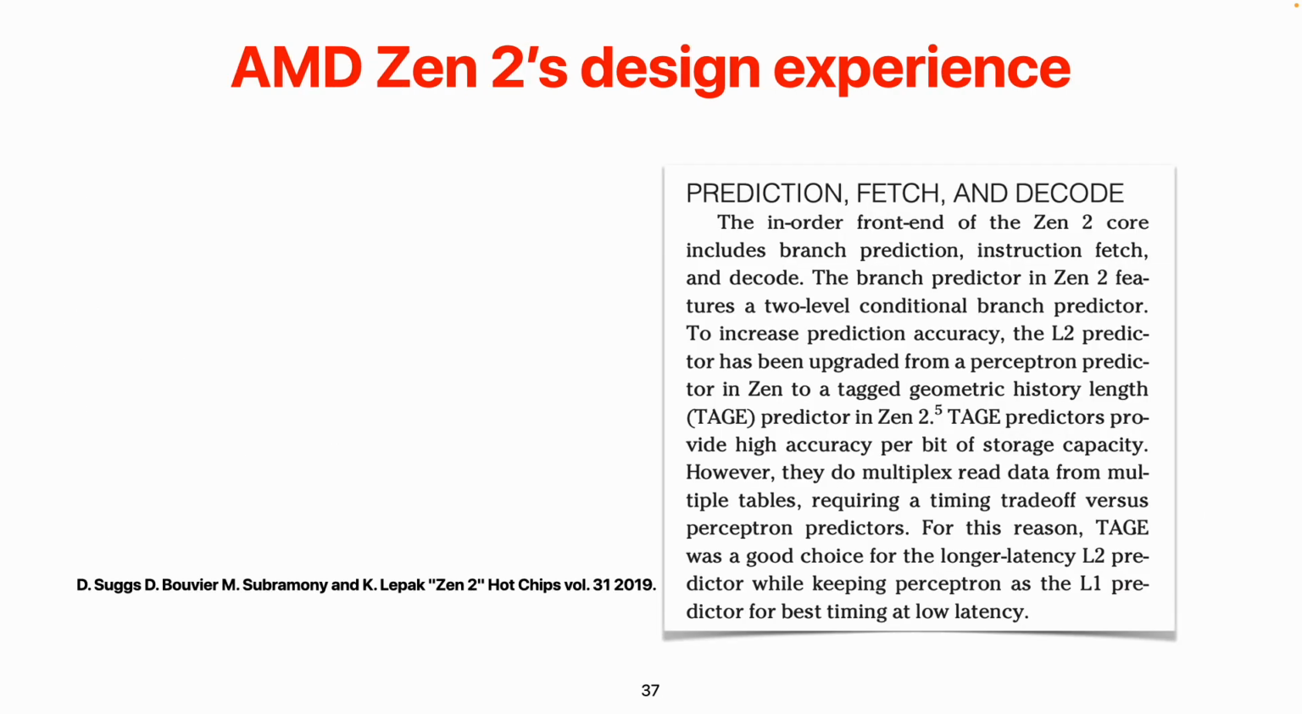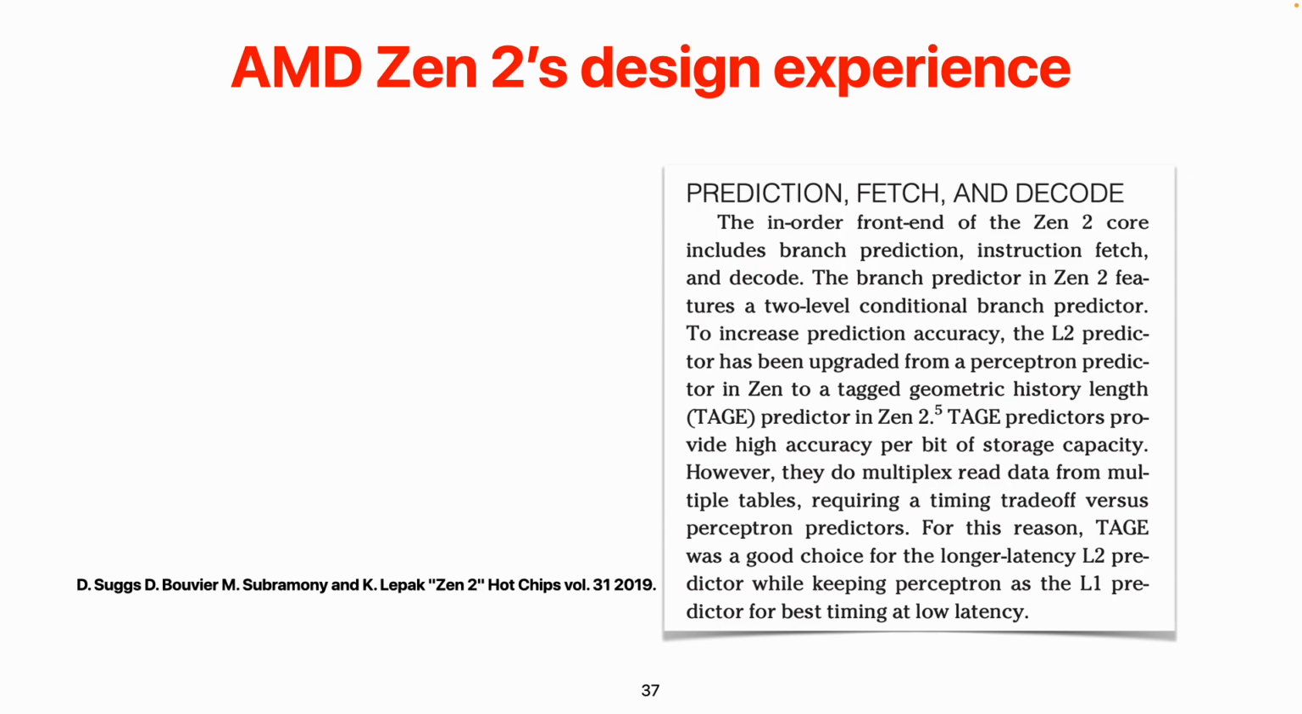And if I unmask the stuff that I masked in the paper, it actually tells you the L2 predictor has been upgraded from a perceptron to a TAGE. They consider using a TAGE as an upgrade, meaning that perceptron is terrible in terms of accuracy, and TAGE gives high accuracy per bit of storage capacity. It means that if I give you the same budget, TAGE is doing a better job. However, as you can imagine, we have to look over multiple tables at the same time. Multiplexing the read data from multiple tables makes the latency longer. So even though it has higher accuracy, from a system design perspective, we want to make a prediction as soon as possible. So we still need an L1 predictor such as perceptron. That's why they make such a decision.